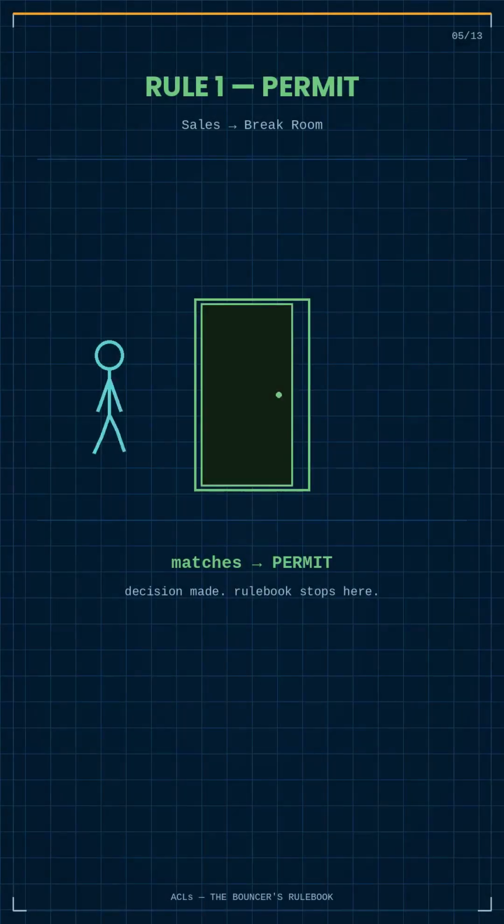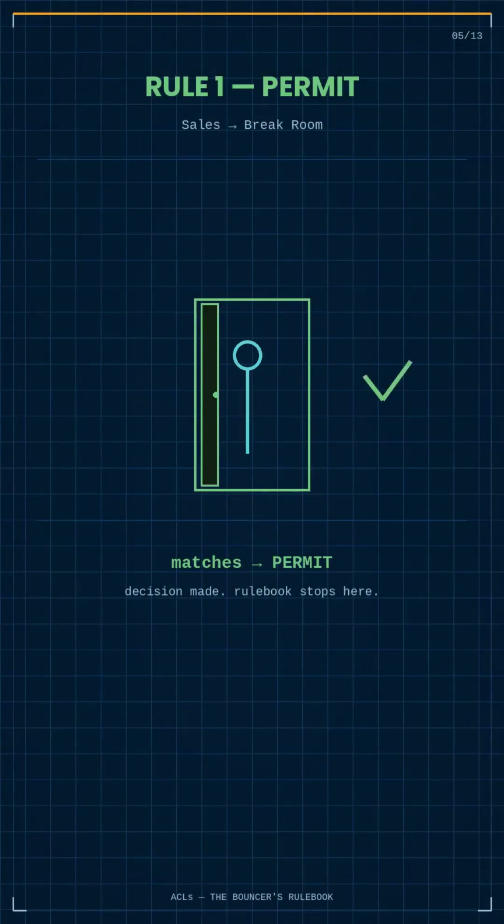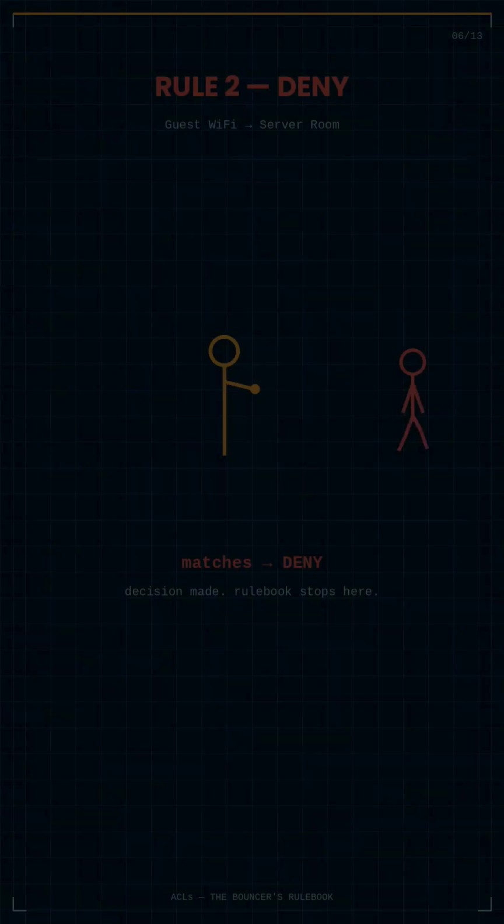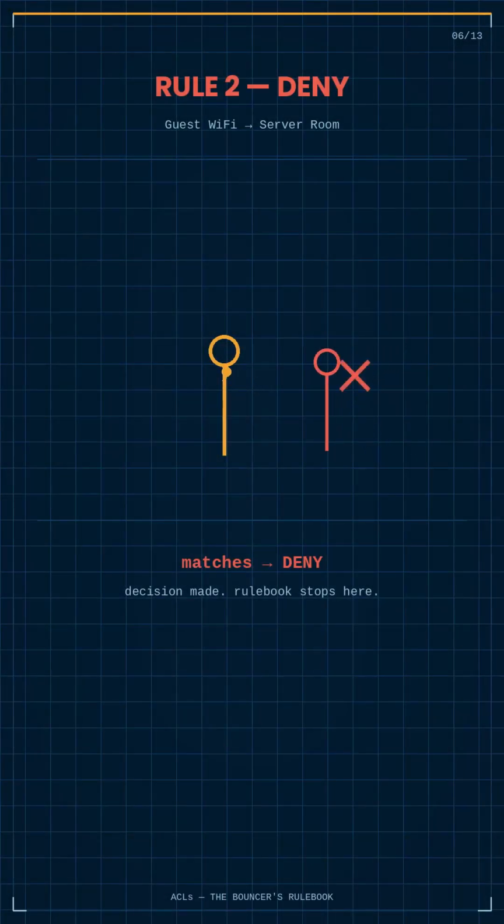The moment a person, or in networking terms, a packet, matches a rule, the decision is made right there. Permit or deny. The rulebook stops being checked. It doesn't keep reading to see if a later rule might have said something different. First match wins. And here's the rule every network engineer learns the hard way.